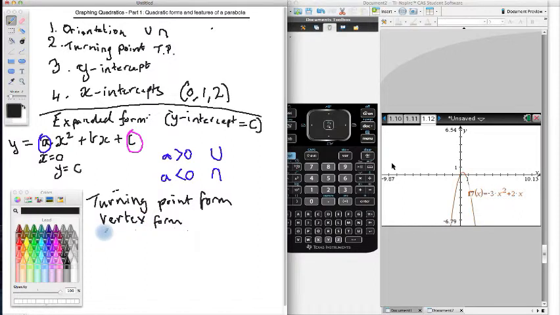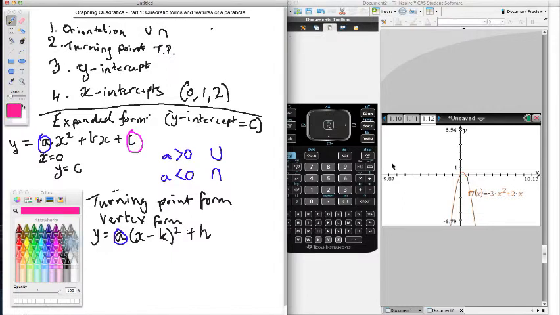The turning point or vertex form is y equals a multiplied by x minus k all squared plus h. Okay, so there's the turning point form. Now, I've used a because this a here is the same value as this a over here in expanded form. Same value. And that means that a can also be used for determining the orientation.